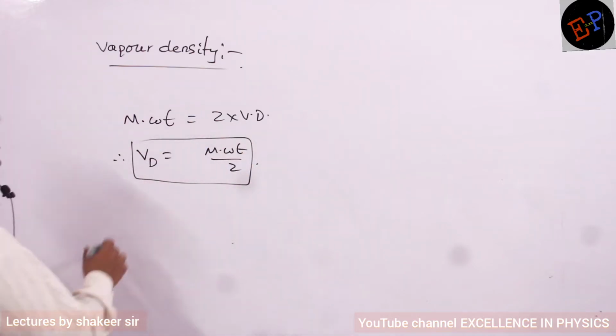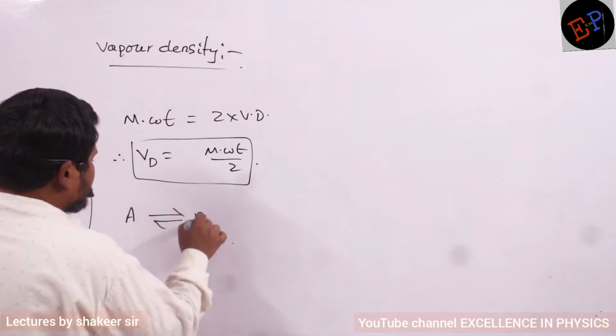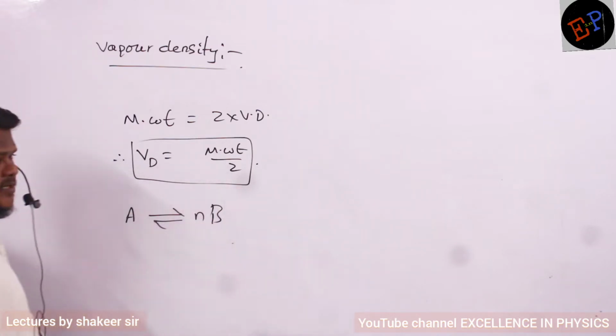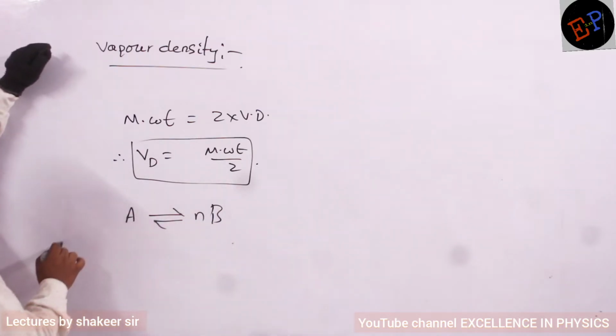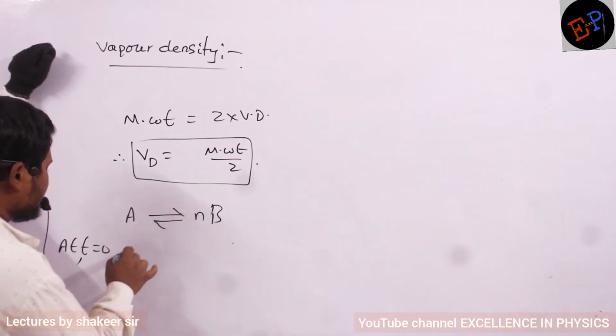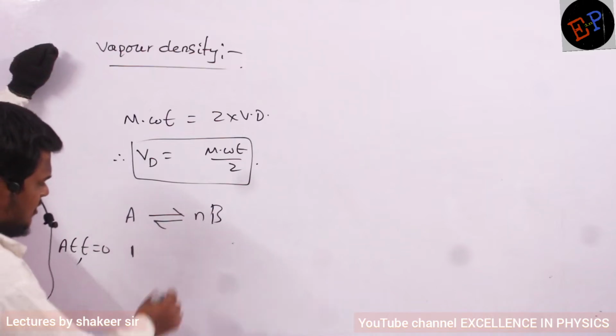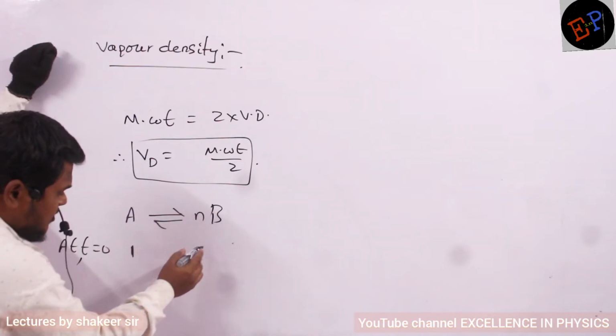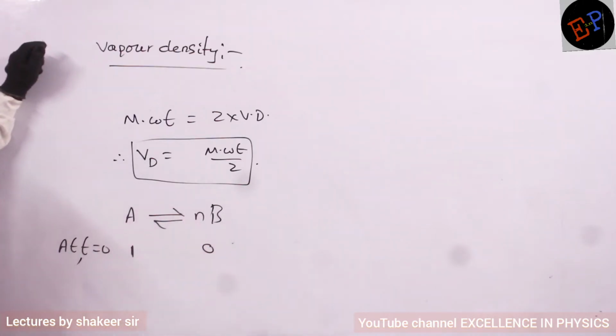For example, consider the reaction A converts into nB. At t equal to 0, let us consider 1 mole of reactant was present. Then how many moles of product will be there? 0 moles of product will be present.